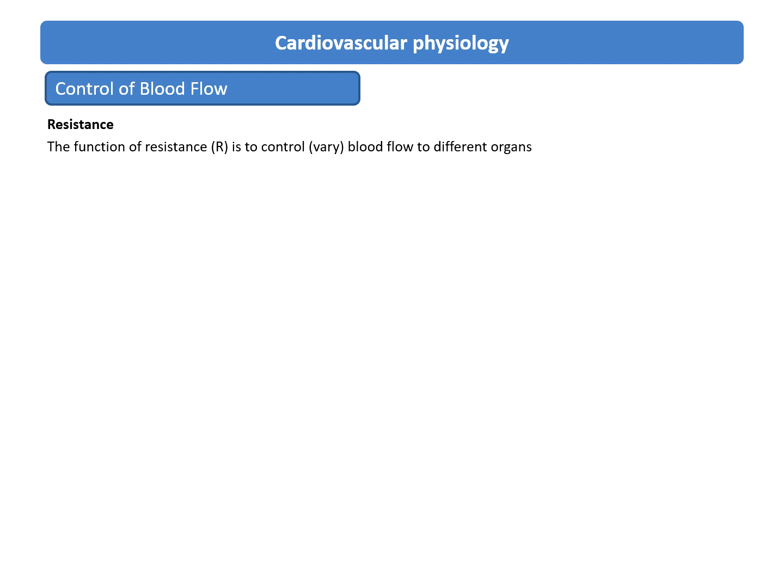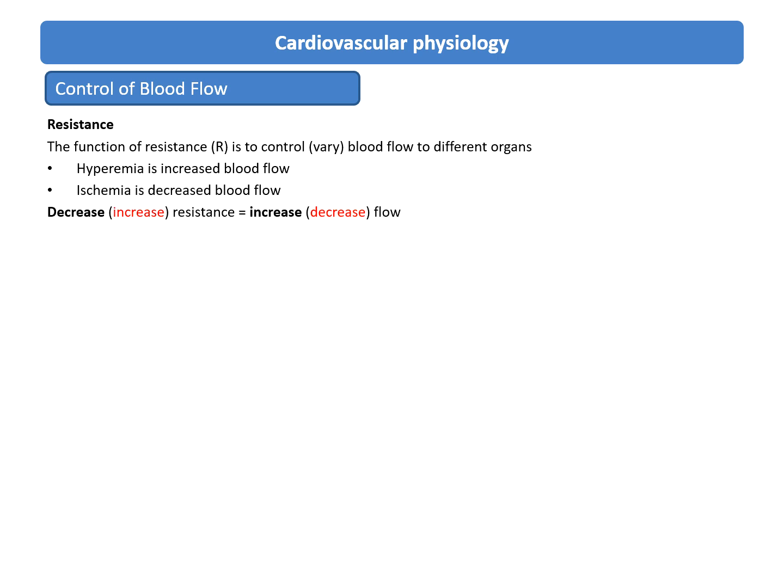Resistance. The function of resistance is to control, that is, vary the blood flow to different organs. Hyperemia is increased blood flow. Ischemia is decreased blood flow. A decrease in resistance equals an increase in flow. Resistance is determined by viscosity of the blood, length of the vessel, and diameter or radius of the vessel. We've covered this already, but we're reviewing.